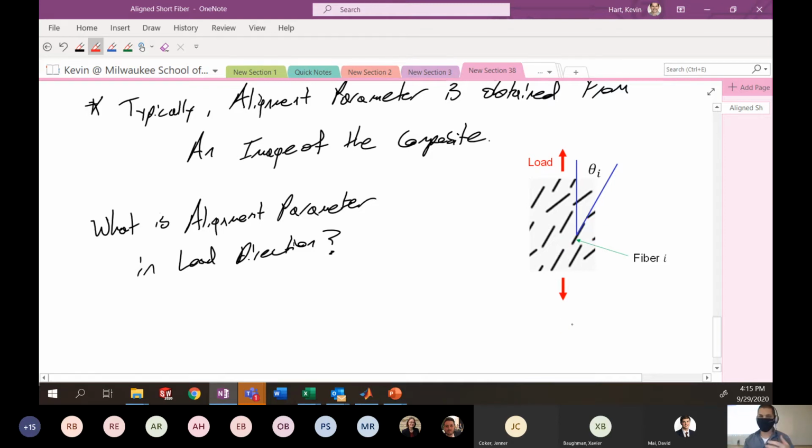We might assume this to be the one direction. We arbitrarily picked the one direction, right? This just happens to be the load direction that we're after. So let's say that we're going to assign this as the one direction. So this is the one direction. And we're interested in what is the alignment parameter in that particular direction.